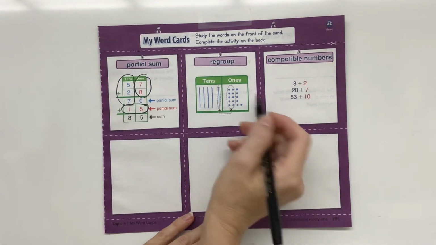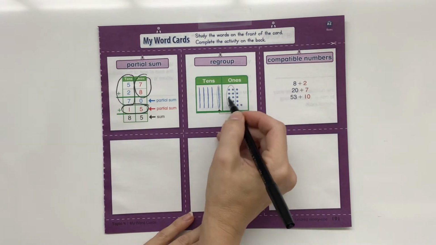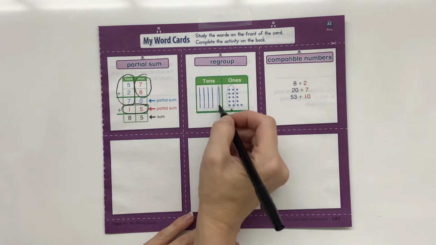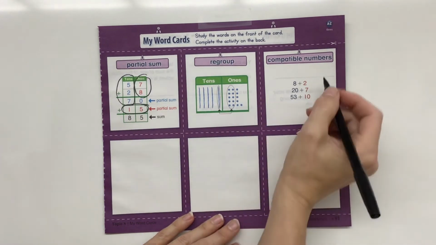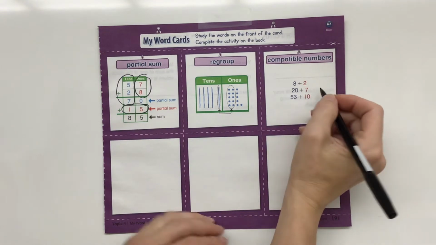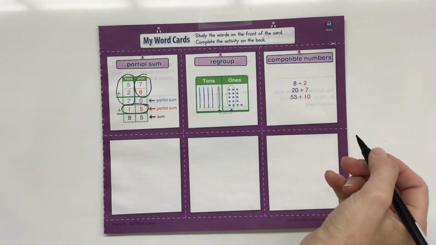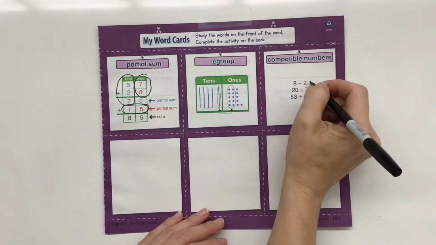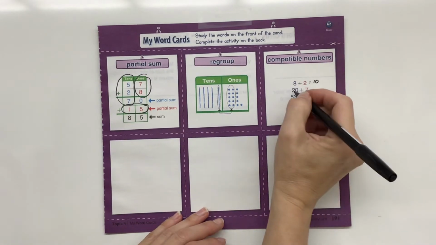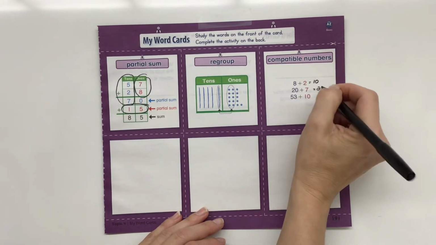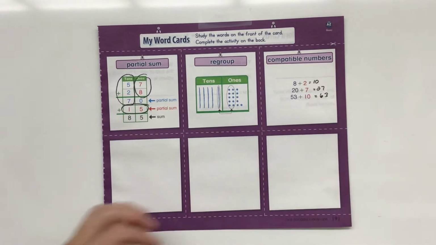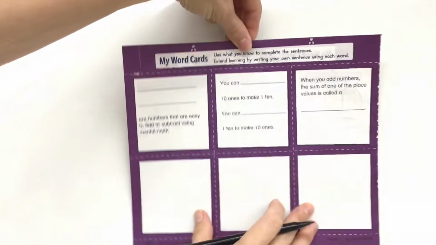Regrouping is just like what we do when we group 10 ones and make it a 10 stick. We can actually unbundle a group of tens and put it back into little ones. Okay, and then compatible numbers are numbers that help you during mental math. So we know like 8 plus 2 equals 10. That's easy. It gets us to a group of 10. 20 plus 7 equals 27. And 53 plus 10 equals 63. So it kind of gets us to numbers that are easy for us to add inside of our heads.